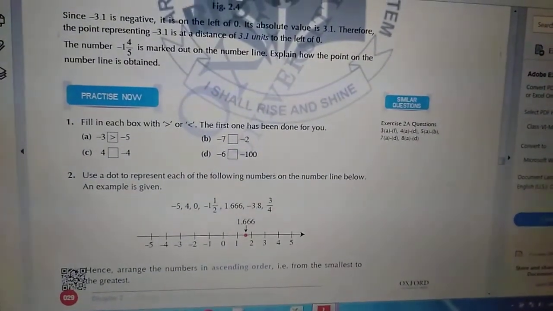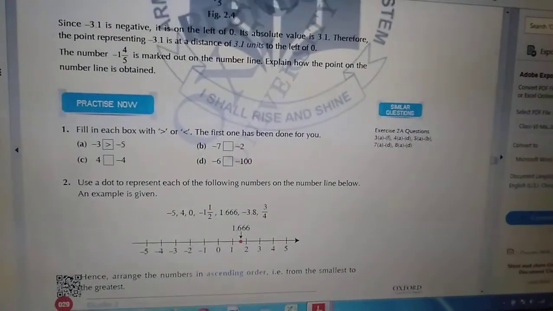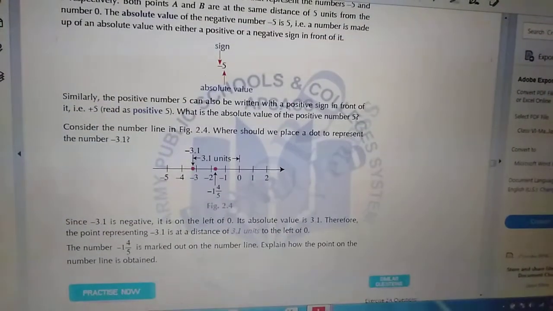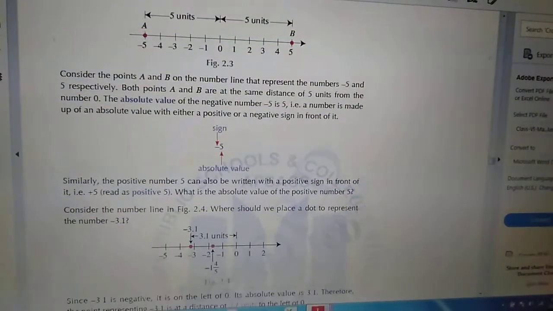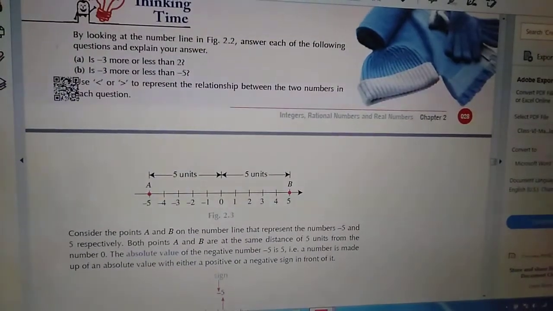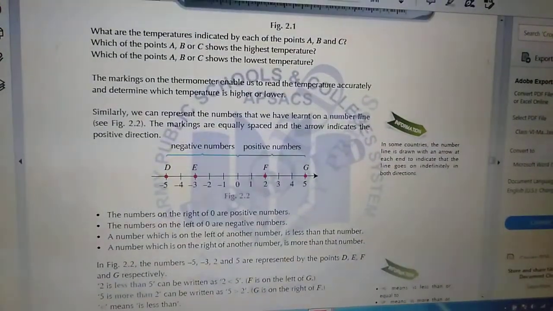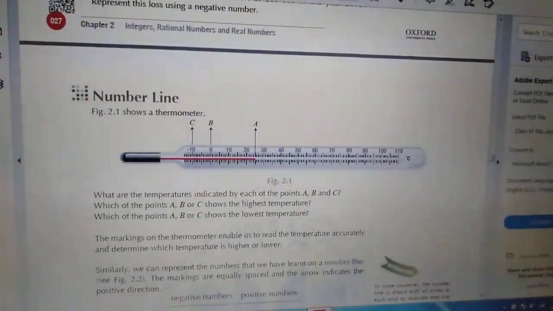So we are going to do question number 1 and 2 which is on page number 29. Before solving this practice now, we should know what a number line is. So first we will read about the number line. So what is a number line?